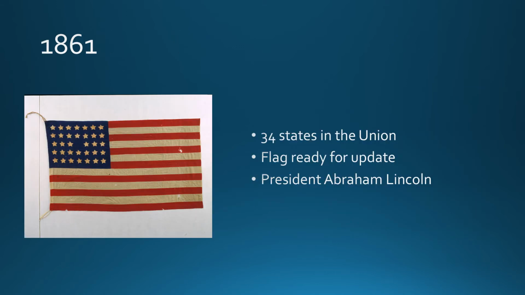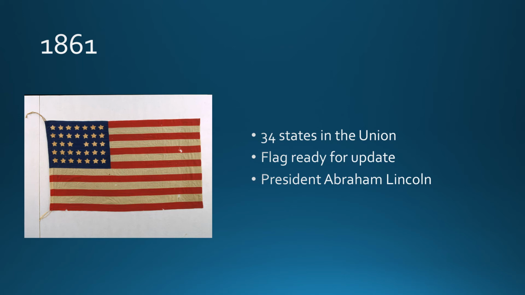In 1861, there were 34 states in the Union, and the flag was once again ready for a change. Even though the country was divided during the Civil War, President Abraham Lincoln would not remove any stars representing the southern states from the canton of the flag.